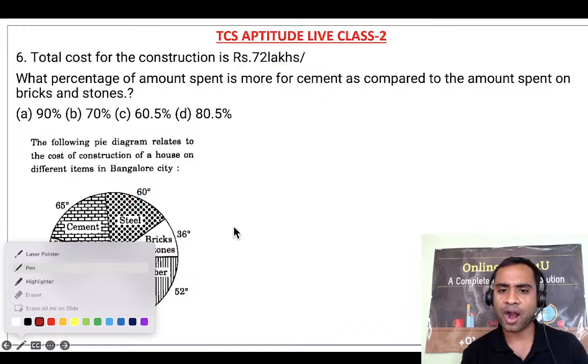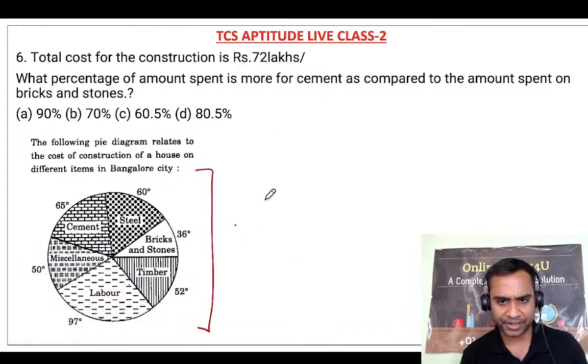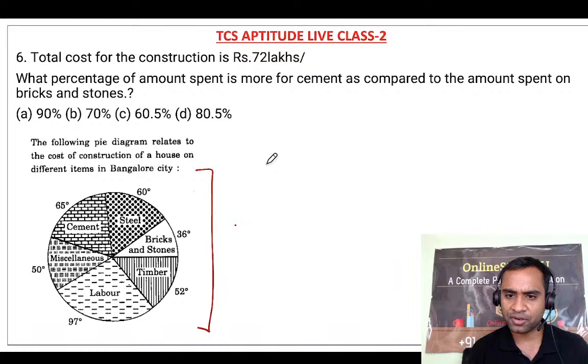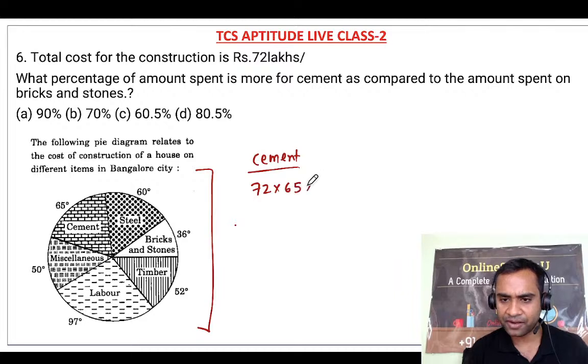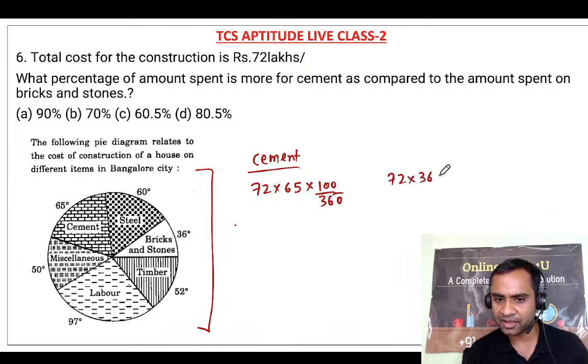But now, what we have done here, if you try to understand, in this particular question, for cement it is 72 lakhs into 65, then we would have to convert into 100 divided by 360. Same thing for bricks, 72 into 36 into 100 divided by 360.